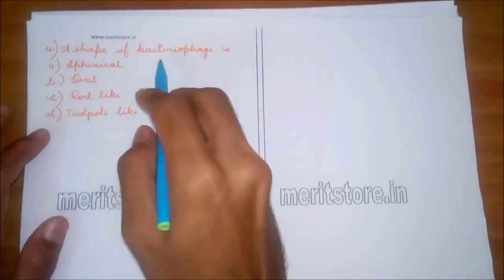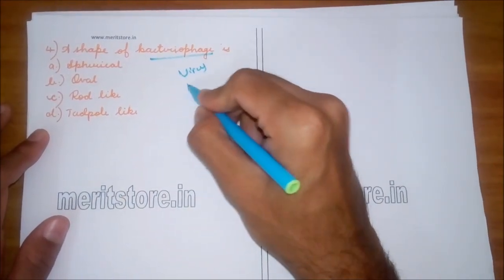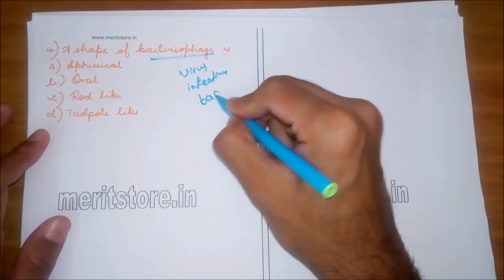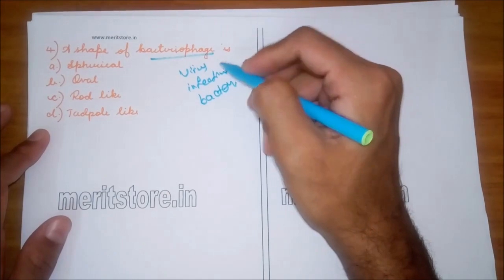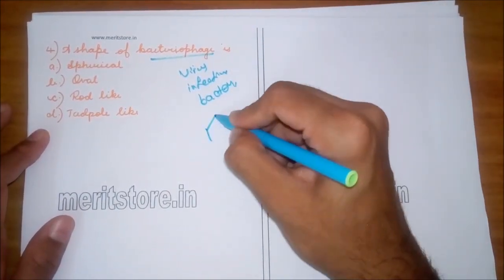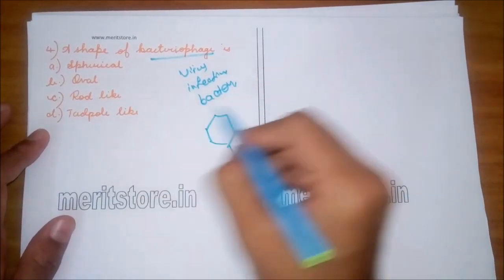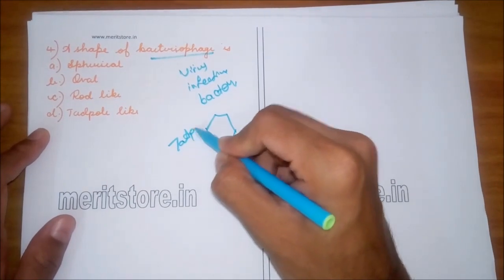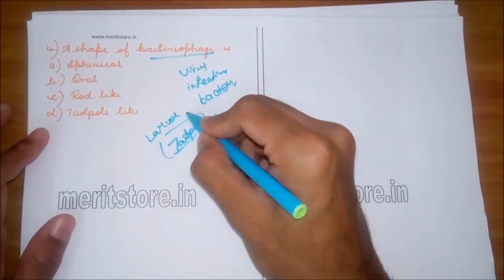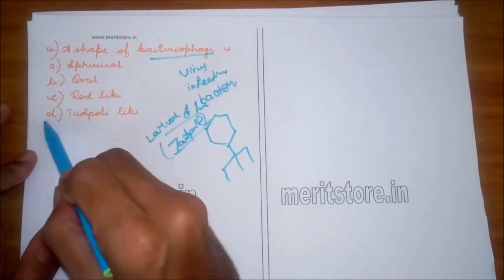Question number 4. A shape of bacteriophage is. First of all, bacteriophage is a virus infecting bacteria. It is a virus which infects bacteria. So it is lambda shaped, or when you see it, it is a tadpole shape, which is the shape of the larvae of a frog. So option D, which states that tadpole like, is the correct answer.